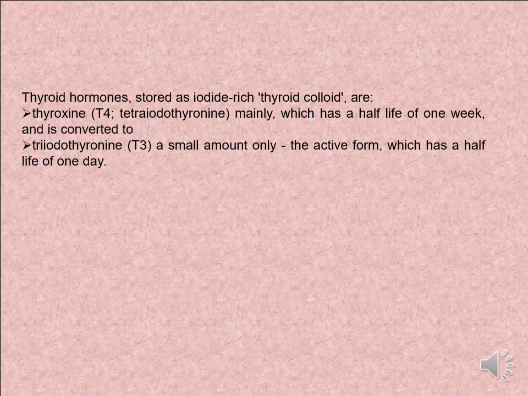The thyroid hormones stored as iodide-rich thyroid colloid are two hormones, thyroxine and triiodothyronine. Thyroxine is called T4 or tetraiodothyronine, mainly, which has a half-life of 1 week and is converted to triiodothyronine, T3, in a small amount only, the active form, which has a half-life of 1 day. إذن T4 الهالف لايف مالته لمدة أسبوع ويتحول إلى T3 ولكن T3 هالف لايف فقط يوم واحد.